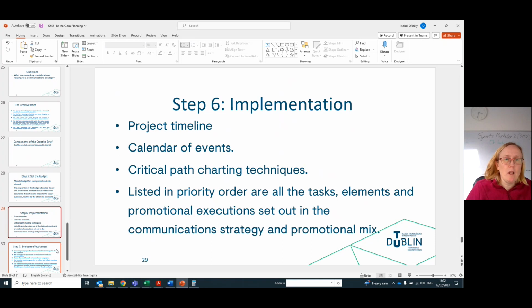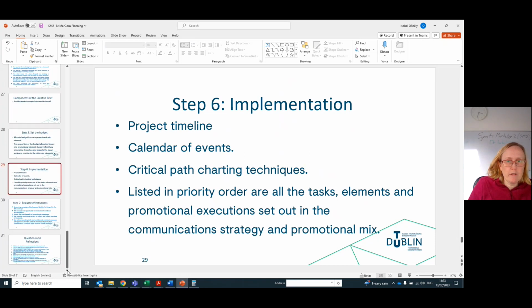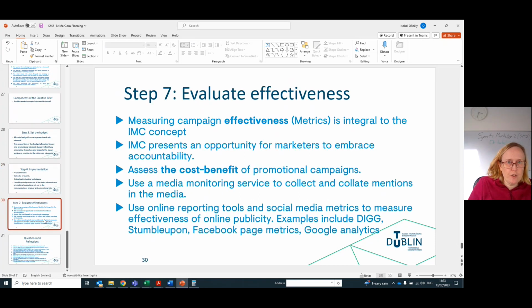Implement the plan. So project timeline, calendar of events, critical path, charting techniques, and all these listed in priority order are the tasks, elements, and promotional executions set out in the CALM strategy and the promotional mix. So it's making sure that everything runs like clockwork and as it should.